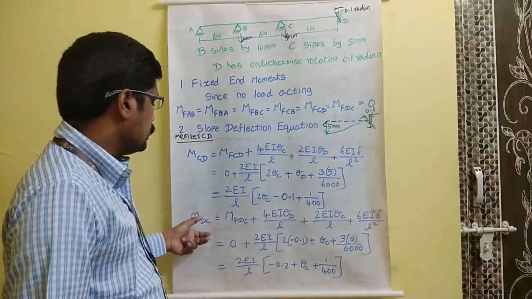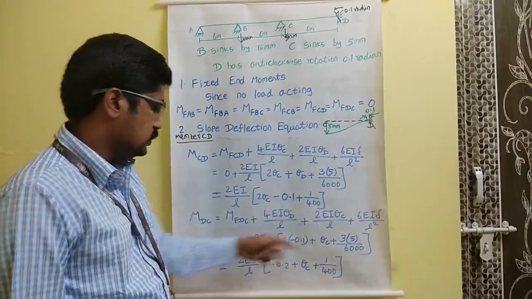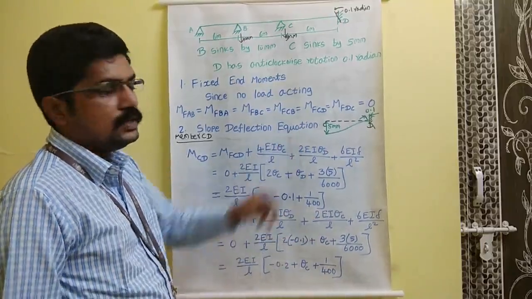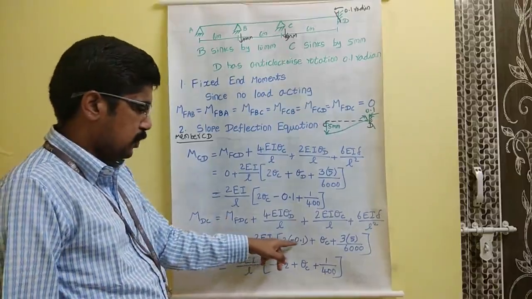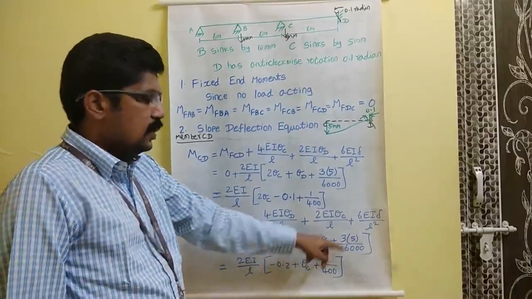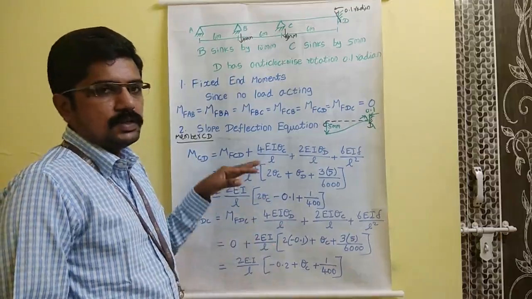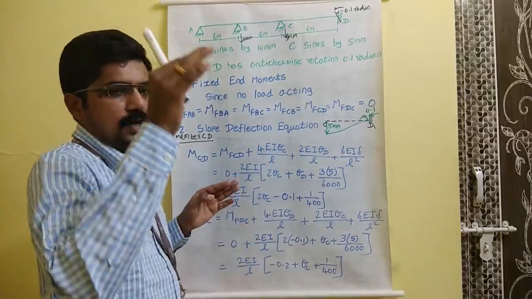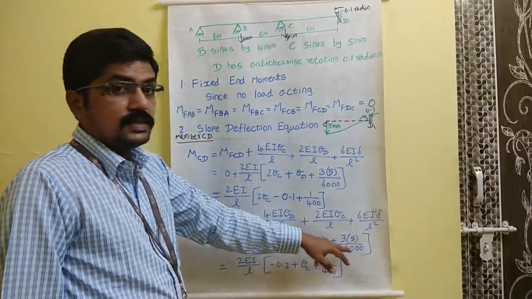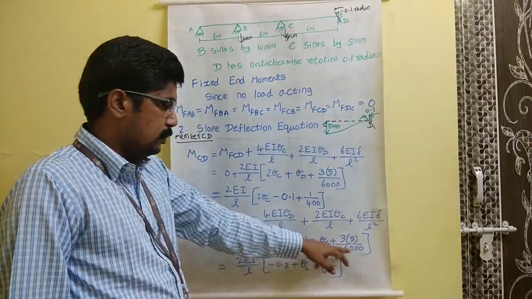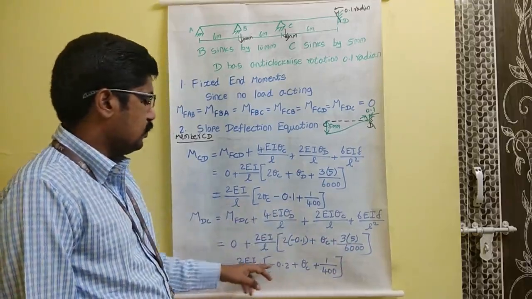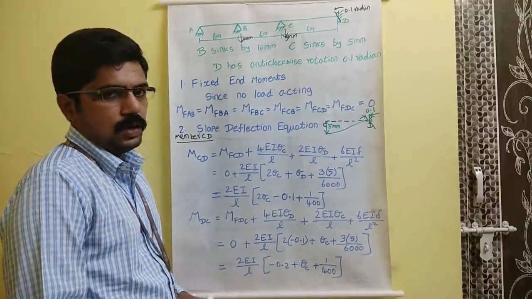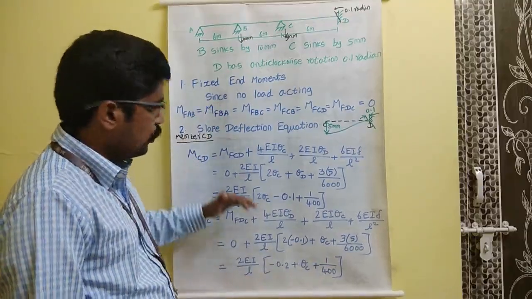Next I am going for MDC. MDC equal to, I have written the equation. Here also if you see, the theta D value is 0.1. It is in the anti-clockwise direction. So minus 0.1 plus theta C plus, since compared to the left side support, the right side support is in the upward direction, it is positive. Therefore the sinking value is positive. 3 into 5 divided by 6000. So I am getting the final value as 2EI by L into minus 0.2 plus theta C plus 1 by 400. So we have formed the slope deflection equation.